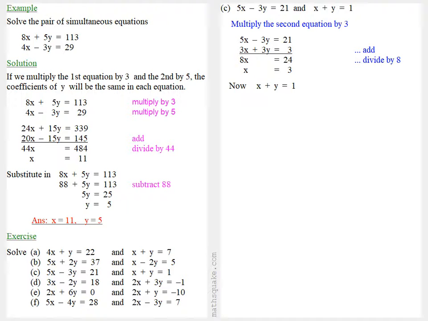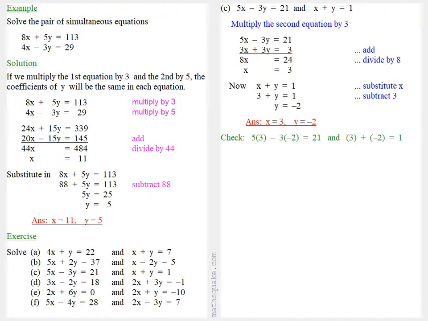Now we know x plus y equals 1, so if we substitute x, we have 3 plus y equals 1. If we subtract 3, we get y equals minus 2. So the solution is x equals 3 and y equals minus 2.